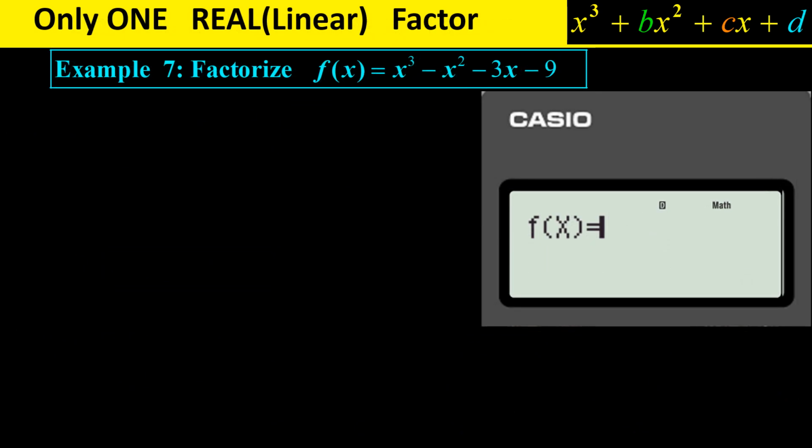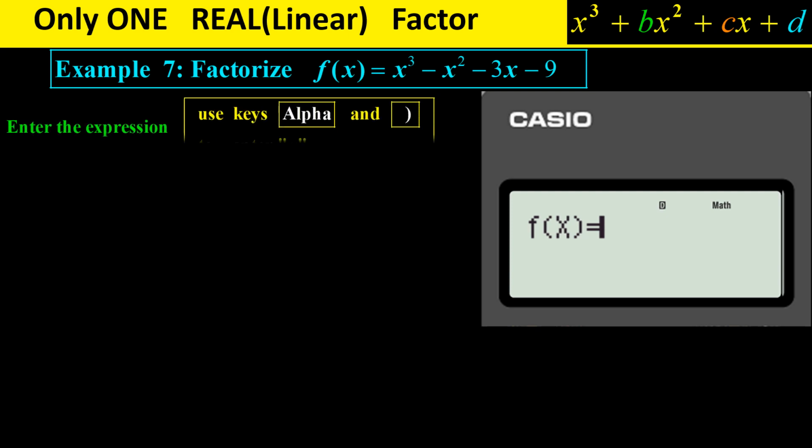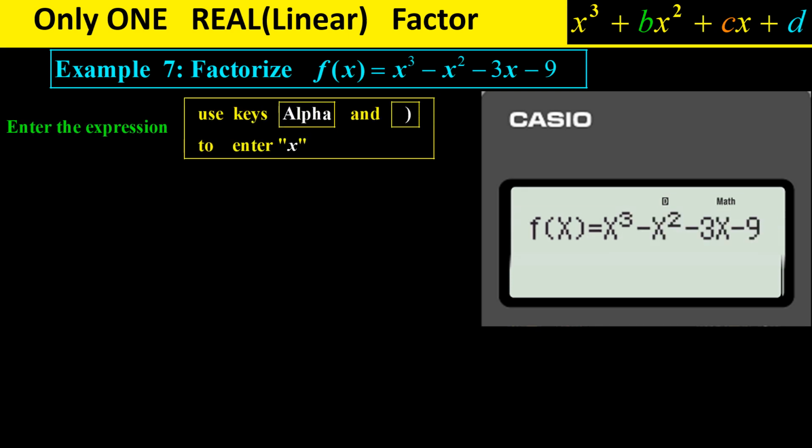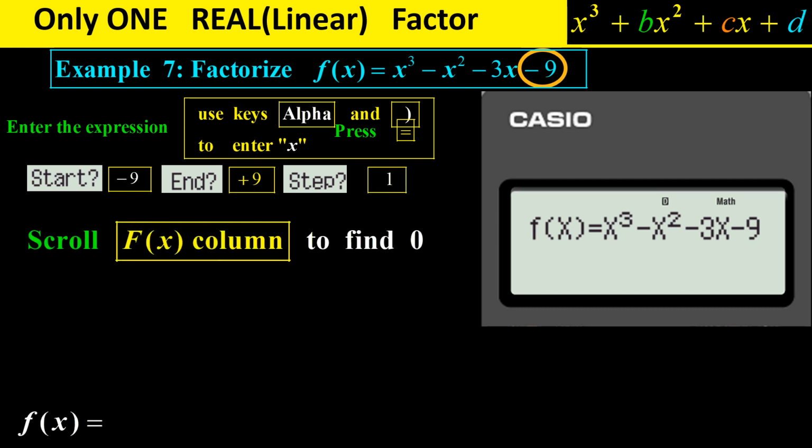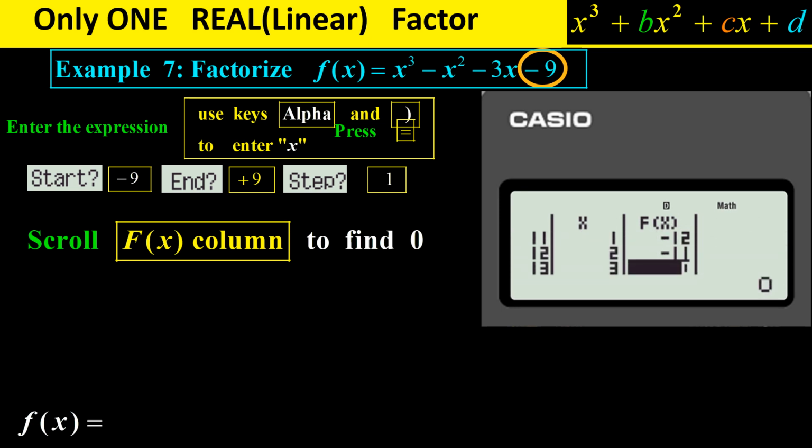Another example where we only have one real linear factor. I've got my expression already entered. And now I have to get my start. I've got a negative 9. Let's try negative 9 as a start. And the end is positive 9. And the step there is 1. And now we can get our table of values. We have to scroll down.